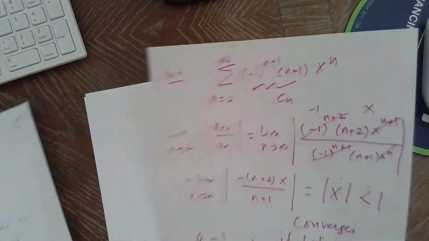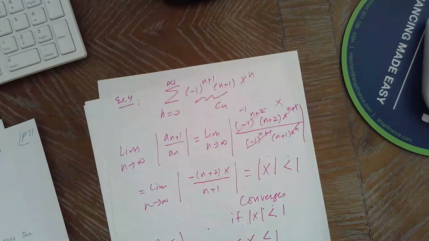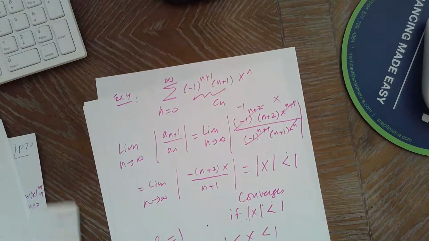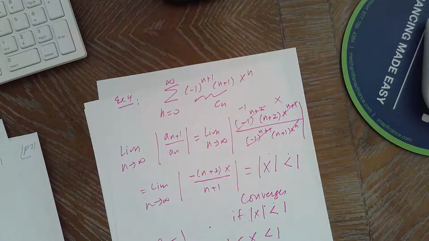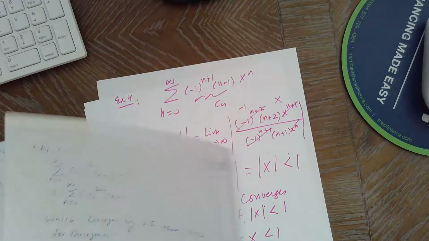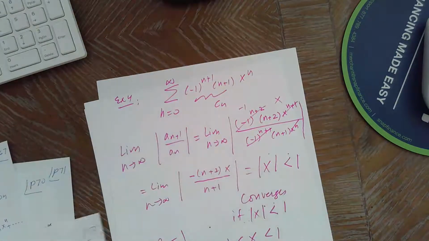Okay. So now what happens at negative 1 and then at 1? Let's check. What happens at x equals negative 1 and at x equals 1?